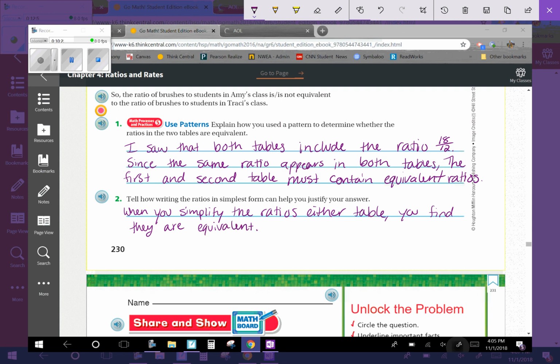So we have 6 to 4, which if you divide both of those by 2, you get 3 to 2. And then the second one is 9 to 6. Divide both of those by 3, you get 3 to 2. So if you put those both in simplest form, you could already tell that they were equivalent.